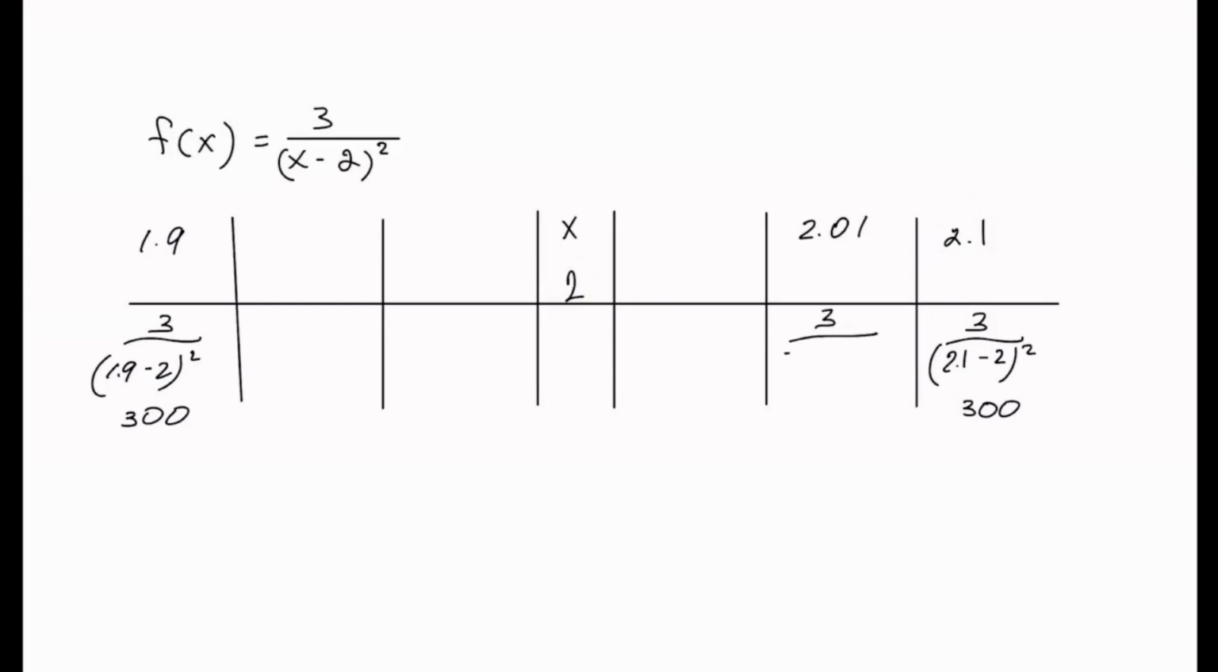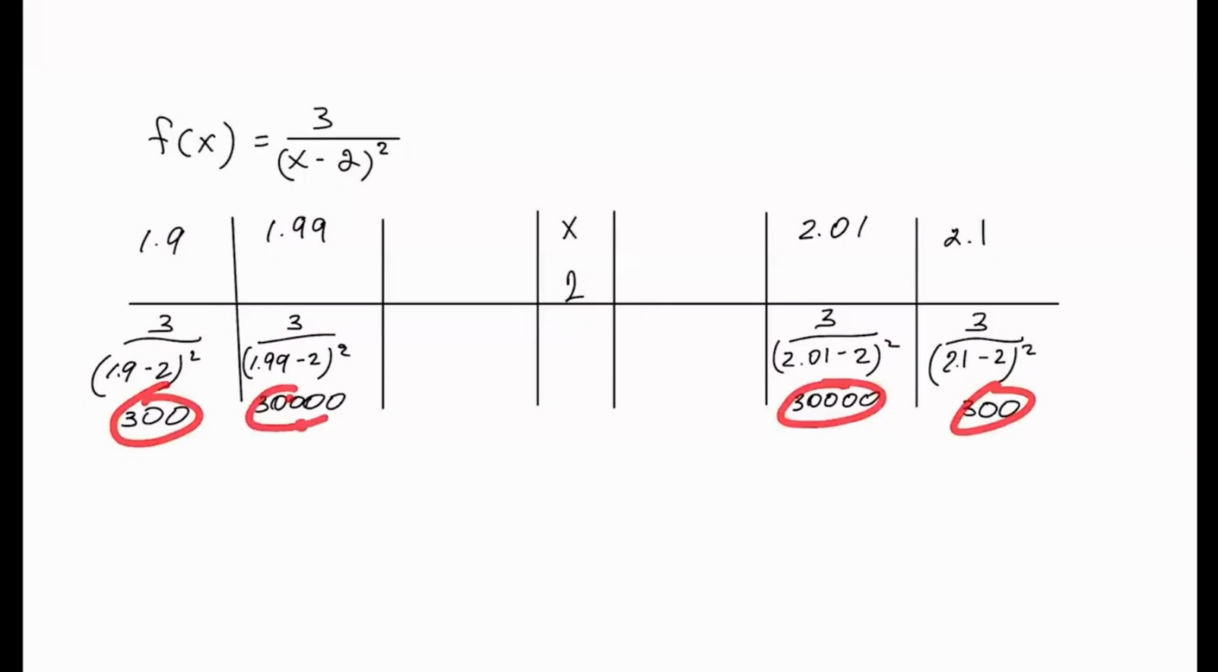So we have 3 over (2.01 - 2) squared, and in this case, we have 30,000. Now let's check what happens on the left side. We grab 1.99, closer to 2. So we have 3 over (1.99 - 2) squared. That's going to be 30,000. Okay, so now it's not 300, but 30,000, and maybe we're approaching something close to 30,000.